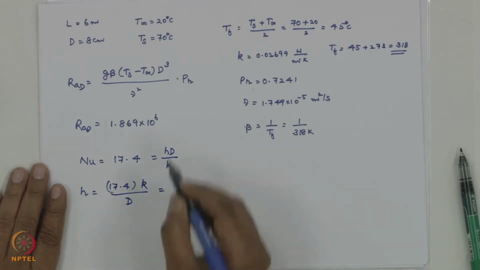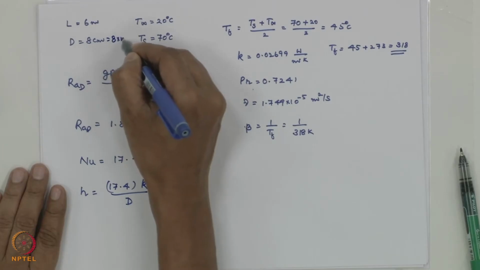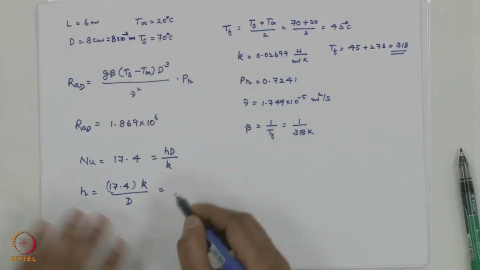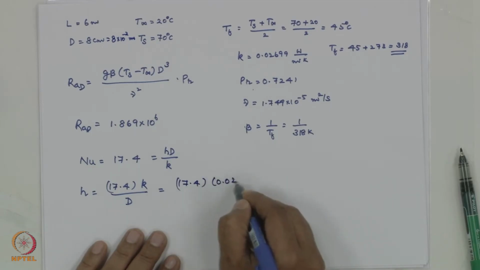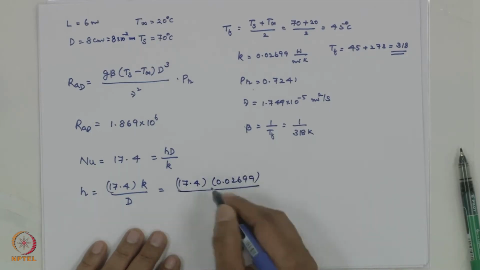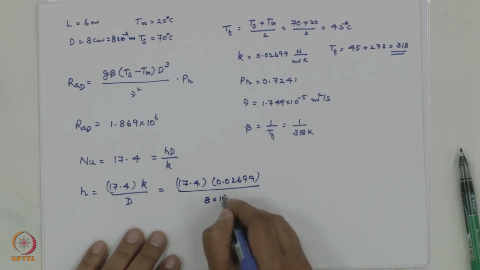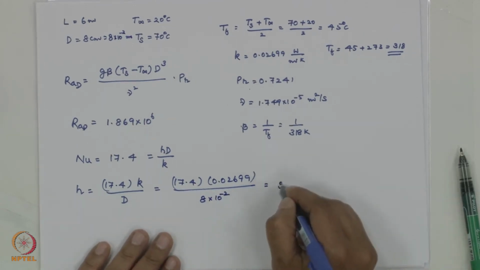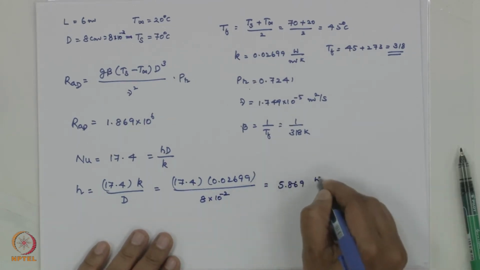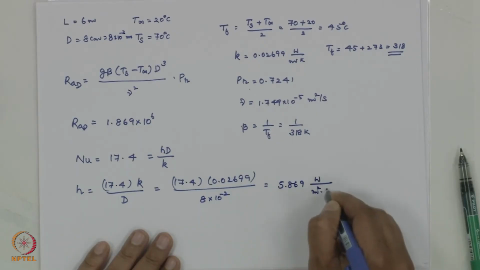If you substitute 8 centimeters, which is 8 times 10 to the power of minus 2 meters, and substitute 17.4 times 0.02699 upon D, that is 8 times 10 to the power of minus 2, you are going to get h as 5.869 watt per meter square degree Celsius.